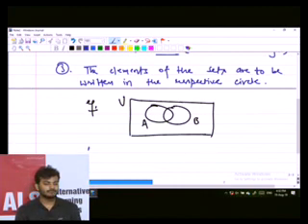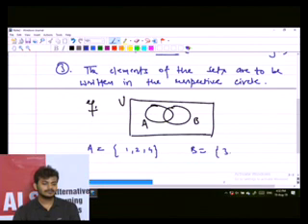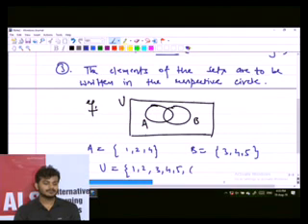Now suppose, if A is given, A is 1, 2, 4. B is 3, 4, 5. Okay. What is U? U will be the universal set, right? Universal set containing all these. So 1, 2, 3, 4, 5, 6 till 10. You getting my point?